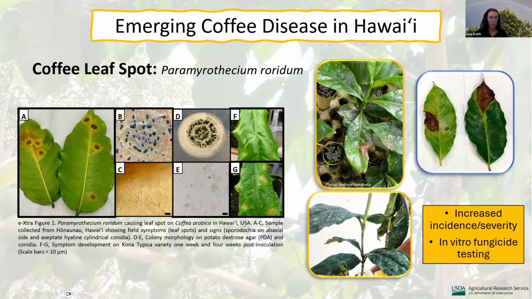This is the field. This is the recreating of it artificially, completing pathogenicity Koch's postulates, and what the fungus looks like, both growing on the plate and under the microscope. And this does exist around the world. It is known more for causing more problems in a greenhouse. And so we are getting a better handle on this pathogen and doing some fungicide screening for management.